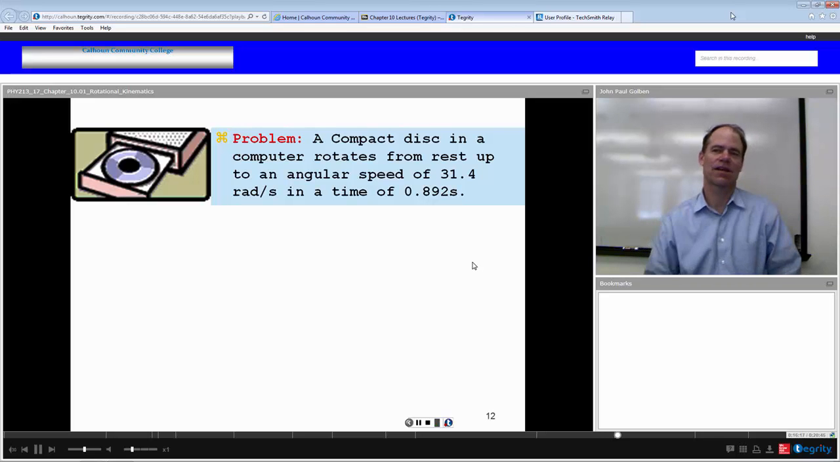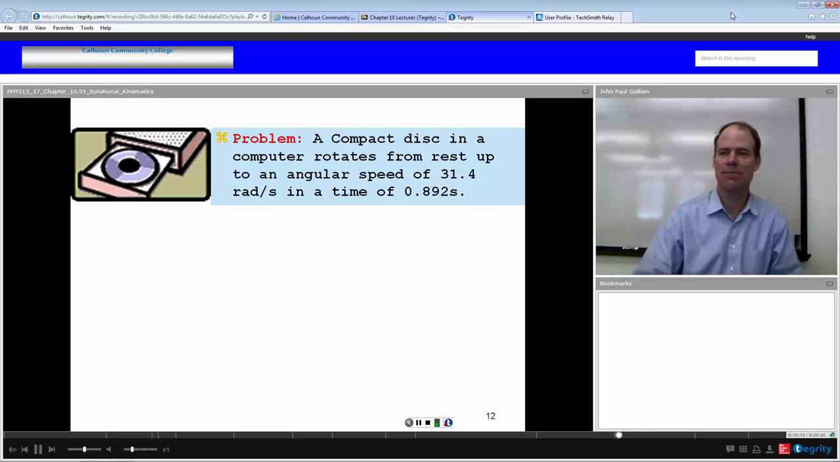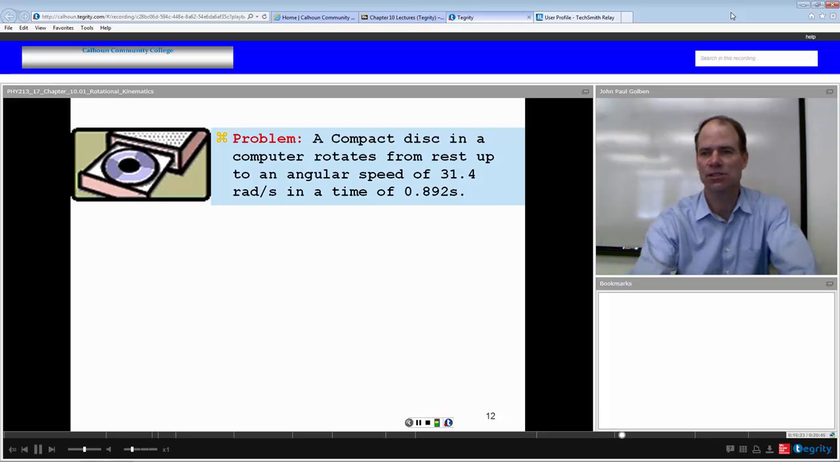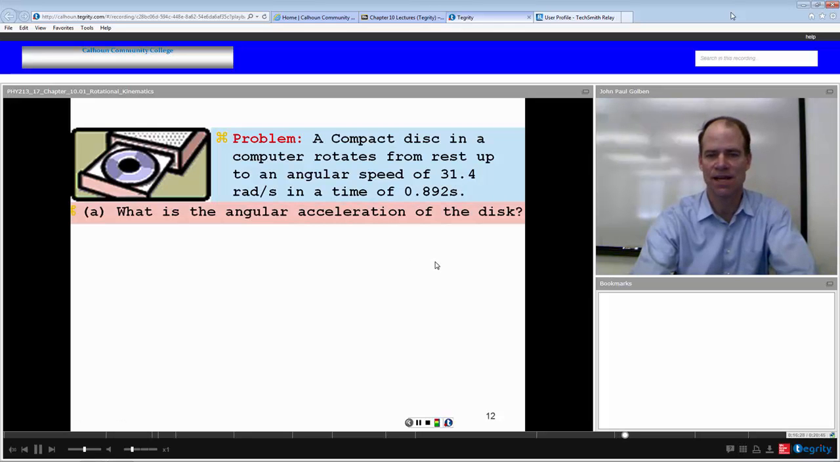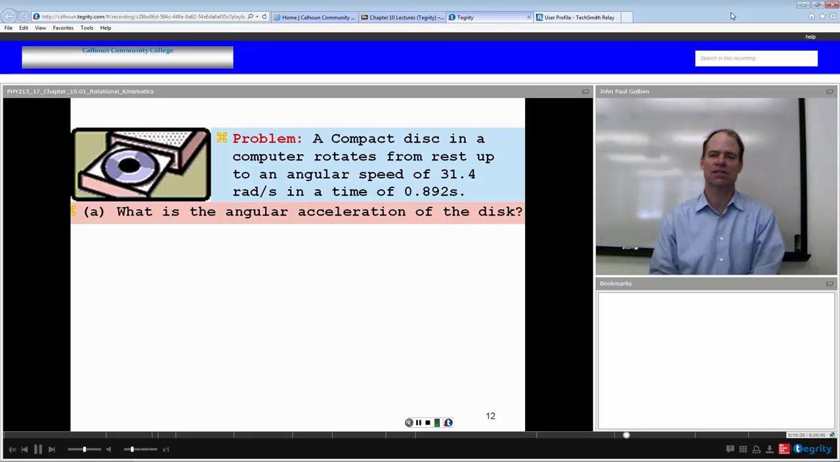Let's look at another problem. A compact disk in a computer rotates from rest up to an angular speed of 31.4 radians per second in a time of 0.892 seconds. What is the angular acceleration of this disk?